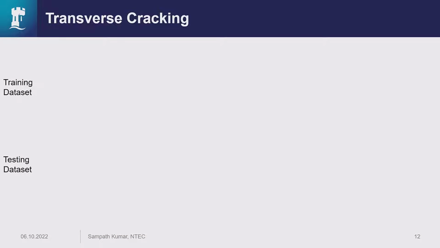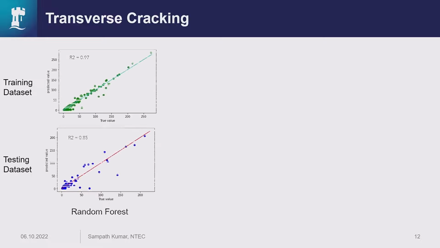So what we do is we take a data set and divide it into a training data set and testing data set, where we take 80% of the data to train the model, and we take 20% of the data to test how well the model is performing. So for random forest, these are the results for transverse cracking, which I'm showing.